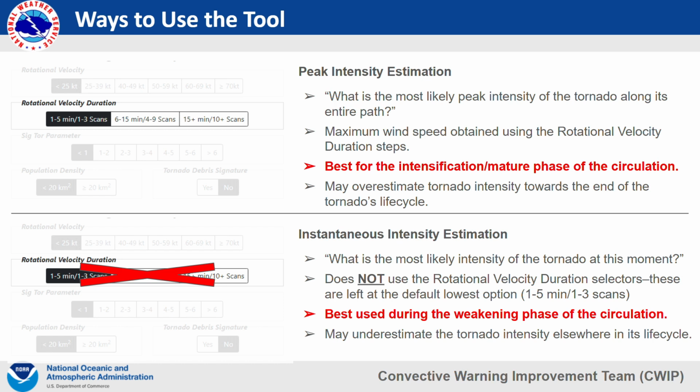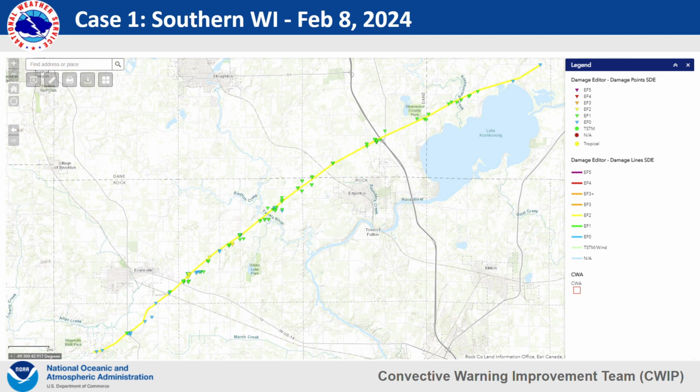Now, if you're trying to use the tool for, say, an instantaneous intensity estimate, it's recommended not to use that duration selector in the tool and leave it at the default of 1 to 5 minutes / 1 to 3 scans. And this is primarily best used during the weakening phase of a circulation and may underestimate the tornado intensity elsewhere in its life cycle. And as we go through the case examples, we'll show how each intensity estimation technique would work.